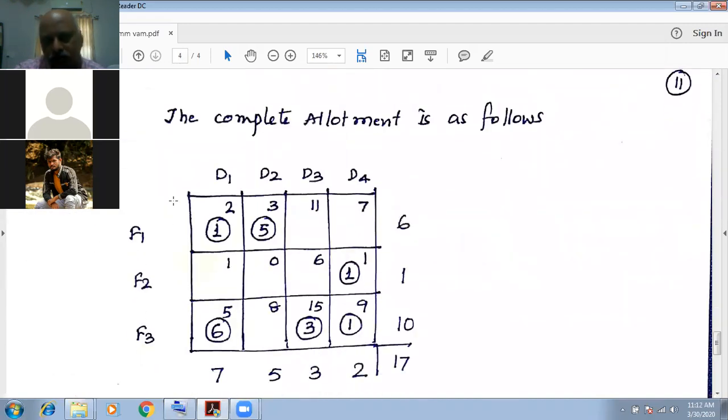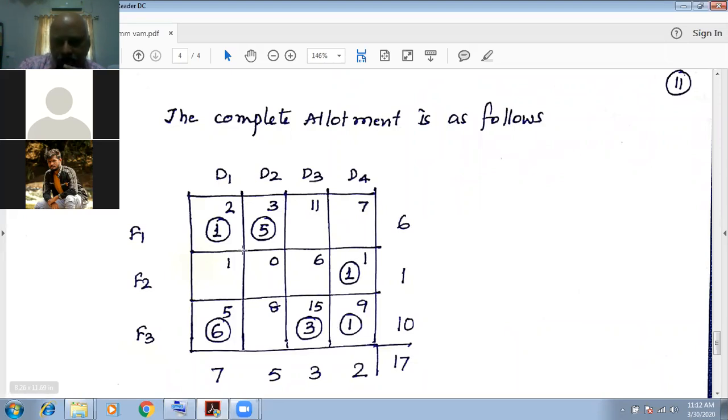Once you summarize all these allotments made based on the penalty, it is like this. From F1 to D1, 1 unit allotment. F1 to D2, 5 units. Totally F1 has supplied 6 units. F2 to D4, 1 unit, so it is completely supplied. Similarly, from F3 to D1, it is 6 units. F3 to D3, it is 3 units. F3 to D4, 1 unit. That is what I have summarized.